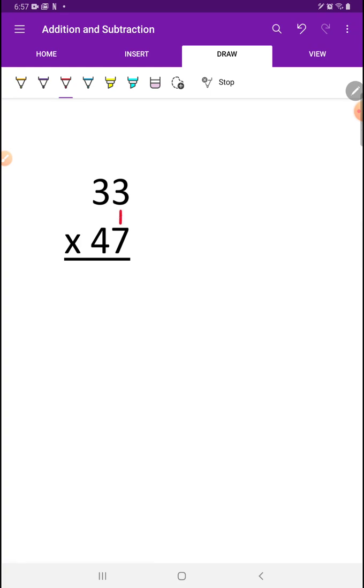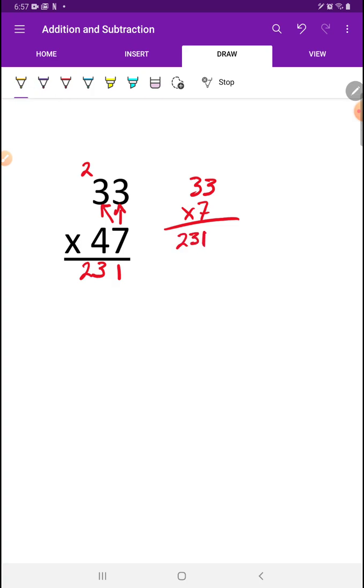So remember, you do 1 digit on the bottom times both digits on the top, and then you repeat. So 7 times 3 is 21. Carry the 2. 7 times 3 is 21 plus 2, so it's 23. What we just did there was 33 times 7, and that gave us 231.